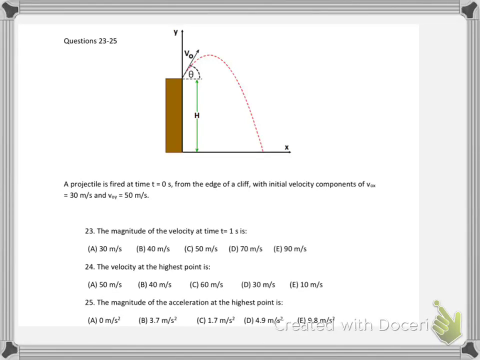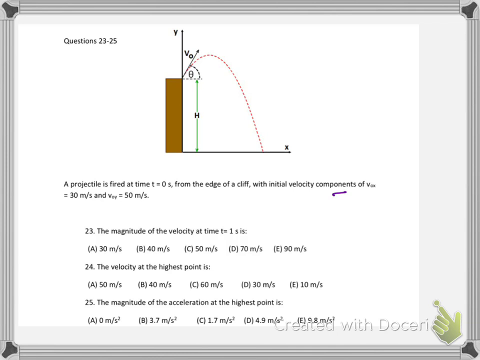Questions 23 through 25. A projectile is fired at time t equals 0 from the edge of a cliff with the initial velocity components. So they're giving you the components. You don't need to break it down. V naught x is 30, V naught y is 50. They want to know the magnitude of the velocity at t equals 1 second.